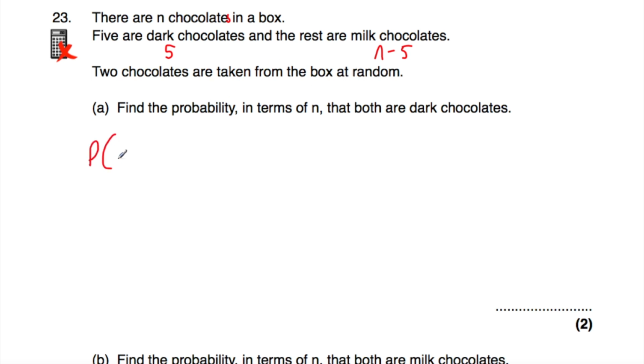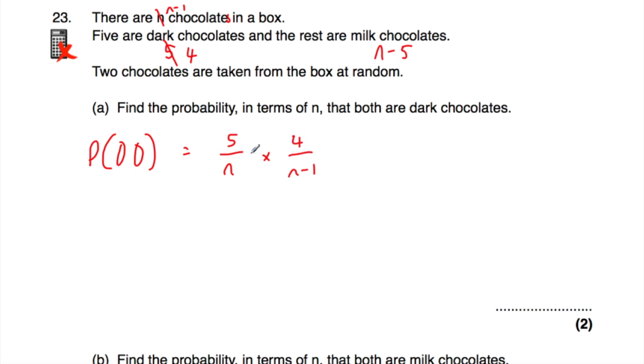So we want to find the probability of dark chocolate and dark chocolate. So in terms of the first chocolate, the probability that it's a dark chocolate would be, well, there's 5 dark chocolates in the box, that's 5, out of the number of chocolates, which would be n. Then we're going to times that by, well, one of those chocolates is going to come out of the box because we're taking a dark chocolate out of the box. So there won't be 5 anymore, there'll be 4. And there won't be n chocolates in the box, it'll be n minus 1, because there was n, one of them's been taken out, so there's now n minus 1. So the probability that the second chocolate is a dark chocolate would be 4 over n minus 1.